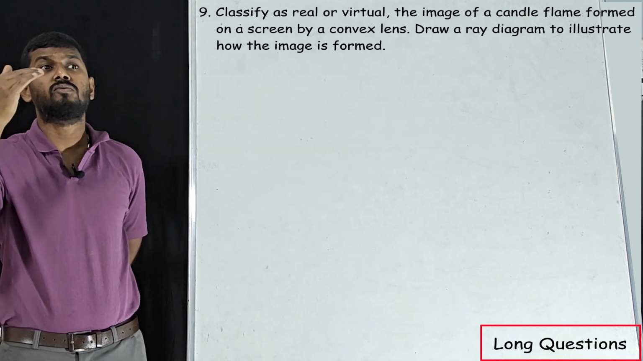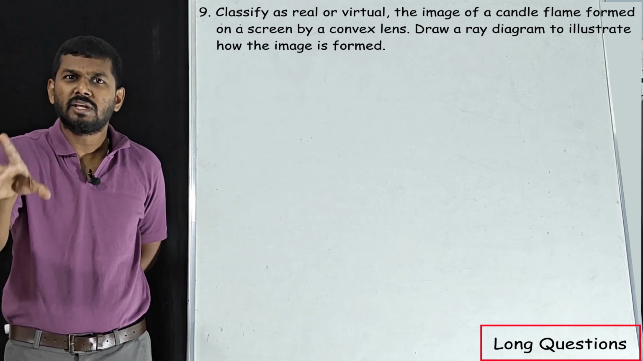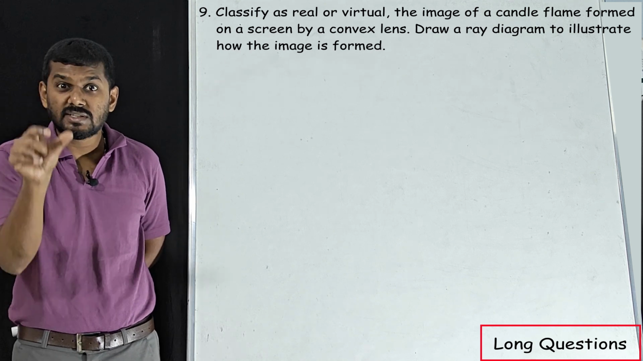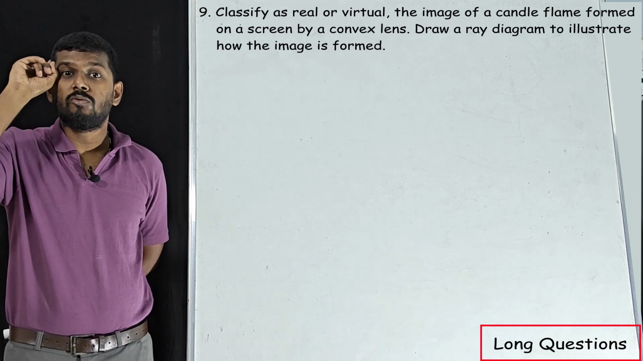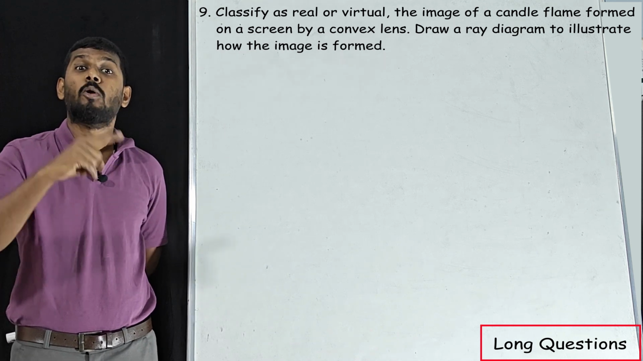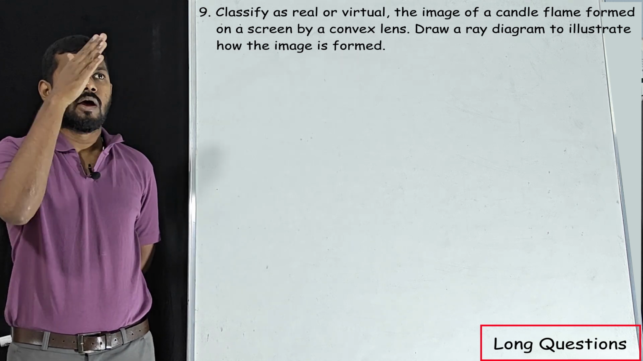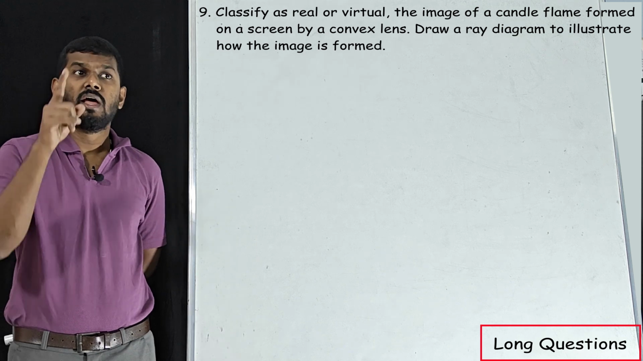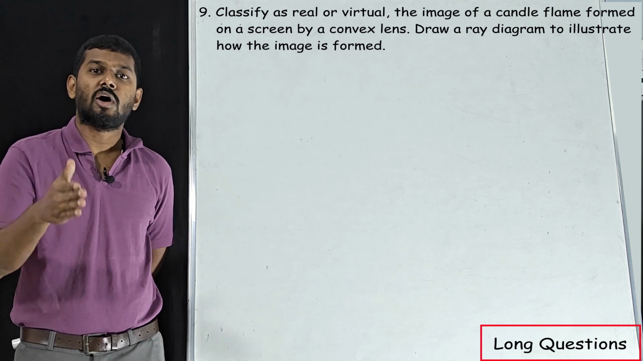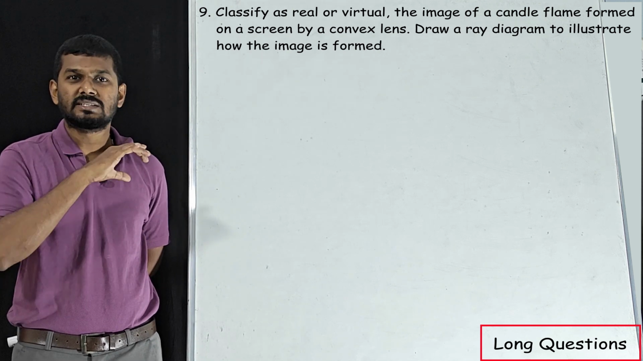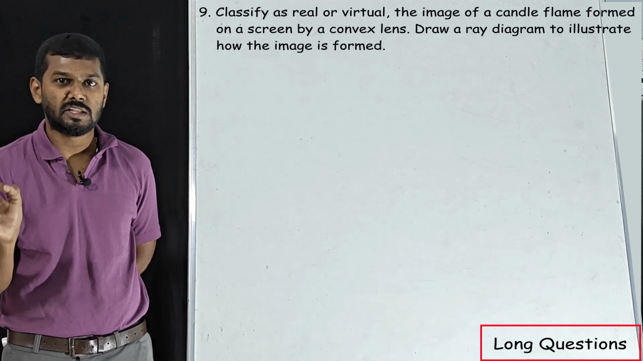Classify as real or virtual the image of a candle flame formed on the screen. Whatever the image is formed on the screen, the word screen is very much important. If the word screen is mentioned in the question, that means it is always real image. Real images can be obtained on the screen. Virtual images cannot be obtained on the screen. So here the question is, classify as real or virtual the image of a candle flame formed on a screen. So if it is forming on a screen, it is always real image, okay, and it is clearly mentioned it is convex lens, but the size of the flame or size of the image is not mentioned in the question.